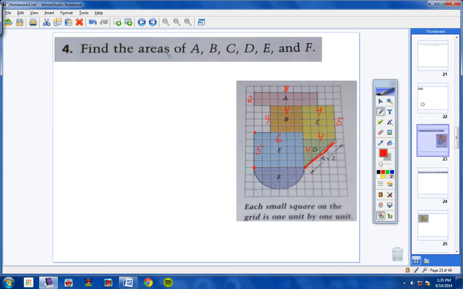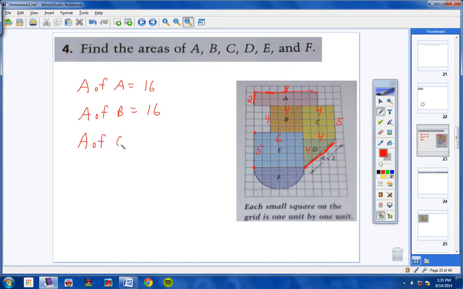They want us to find the areas of each of these objects. So I'm going to go pretty quickly because I already have all of the sides labeled for you. For example, the area of A would be 16 because I have a length of 2 and a length of 8. 2 times 8 is 16. The area of B, which is the square right here, would be 16 because I have a length of 4 and a length of 4. 4 times 4 is 16.